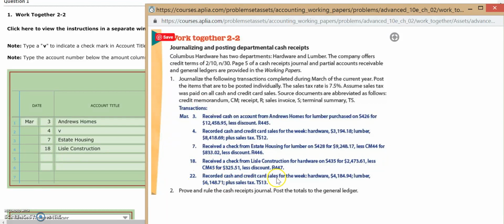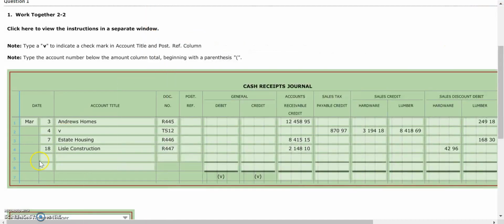It says we recorded cash and credit card sales for the week of hardware and lumber plus our sales tax. So we've done one like this before, just like we did on the 4th. So we put the 22nd. Again, we have to type B for the check mark. And then this is TS13. So again, let's make sure we put our two sales amounts in correctly for hardware and lumber first off. So our hardware again was $4,184.94, and our lumber was $6,148.71. So just like we did before, we need to add those two numbers together.